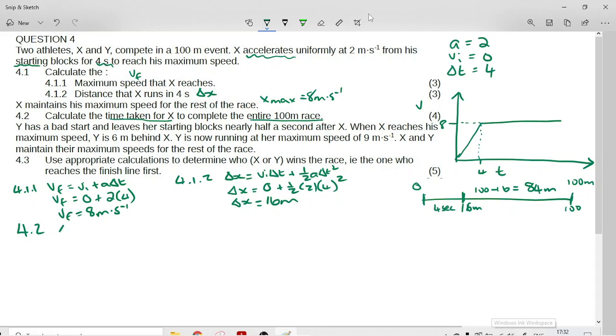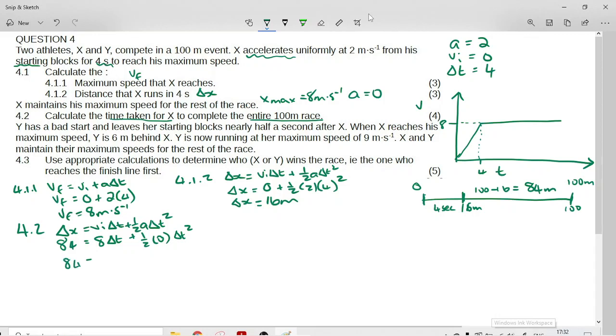The same one that we used a moment ago, delta x equals Vi delta t plus a half a delta t squared. Okay, so we know that he needs to run the 84 meters because he's already run 16. His initial velocity is the same as his final velocity because he stays at his maximum speed, which means he actually is not accelerating. His acceleration is 0 at this point. So it's 8 times the time plus a half times 0 times the time squared. Okay, so this term is going to go to 0.